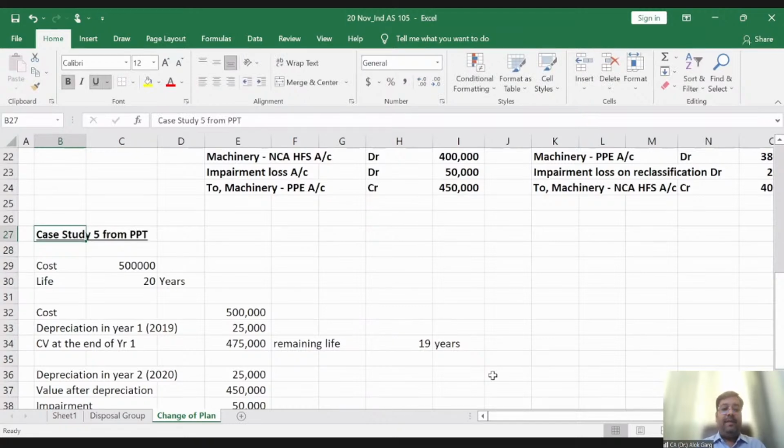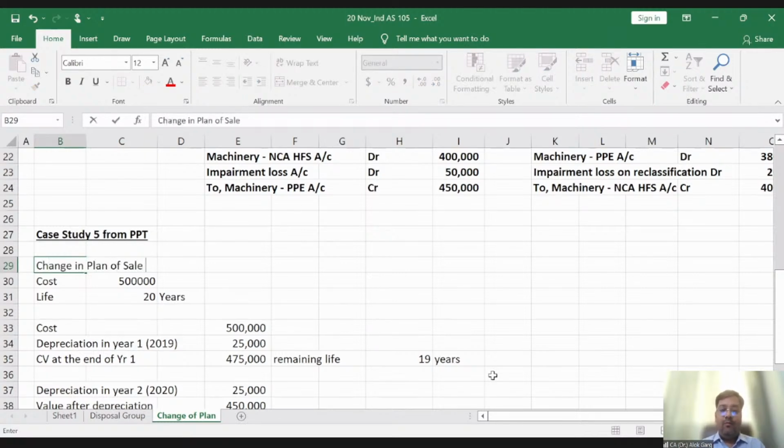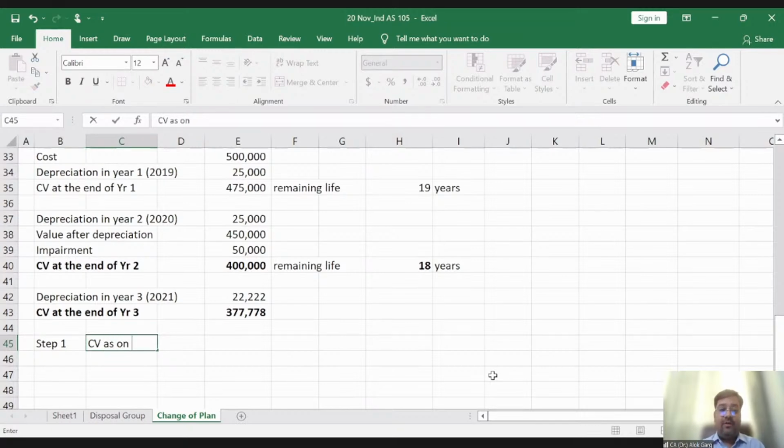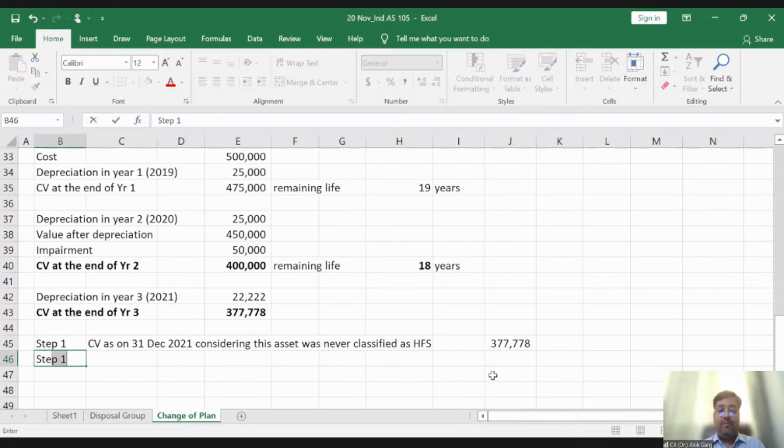This is case study 5 from the PPT. This is your change in plan of sale. Working: as per step number 1, your carrying value as on 31st December 2021, considering this asset was never classified as HFS, what is your carrying value? 377,778. If any students have not understood, please let me know.